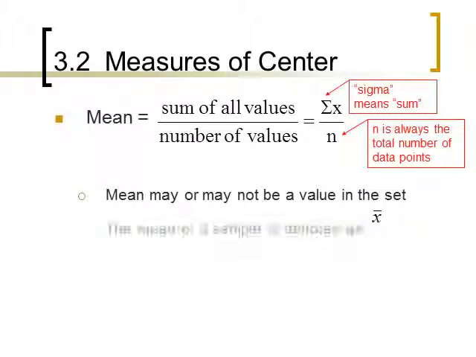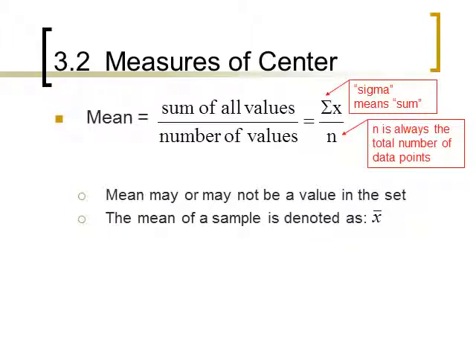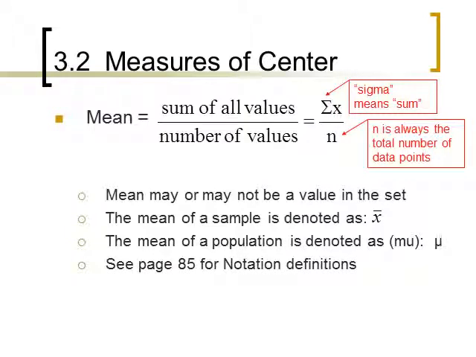The mean may or may not be an actual number in the set. It's an average. And in statistics, the way that we denote the mean is we say x bar. So x with a little bar above it is the mean of the sample. And then the mean of a population, we pronounce this Greek letter as mu, so it looks like a letter U, and so that's the mean of the whole population. Page 85 in your textbook also has the different notation definitions for you.